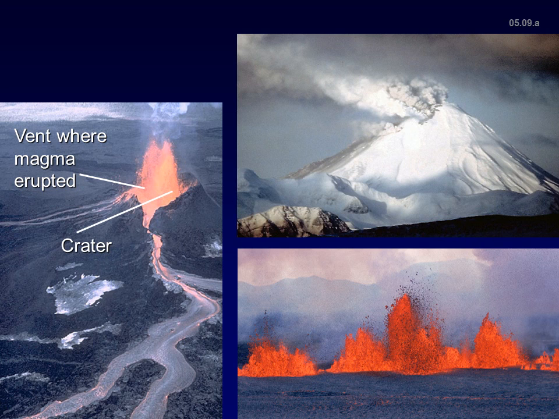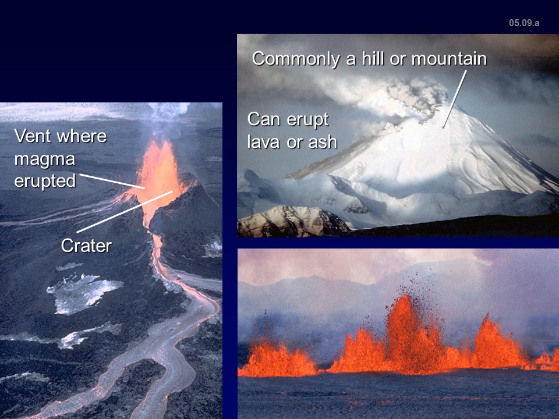Similarly, we should have some sort of crater. It can erupt lava or ash. It commonly forms a hill or a mountain, but it does not have to be a hill or a mountain.